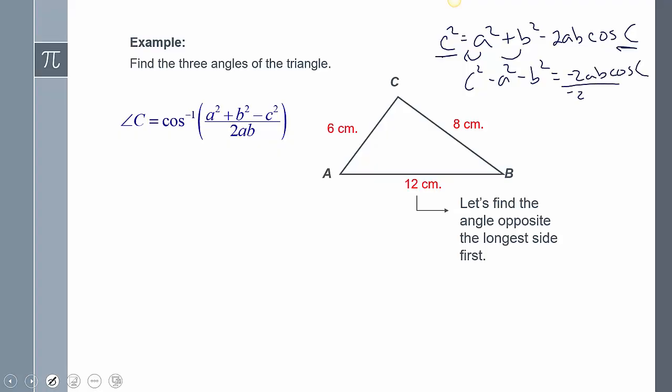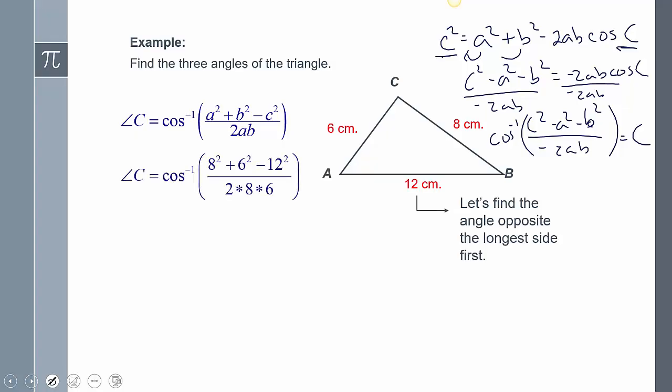I can divide by negative 2ab. And then take the cosine inverse of both sides, and then you solve for C. Instead of memorizing it, all you have to do is memorize one formula and then write the rest. And so from there, you just plug the values in and simplify it.